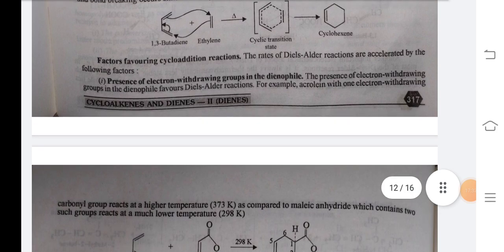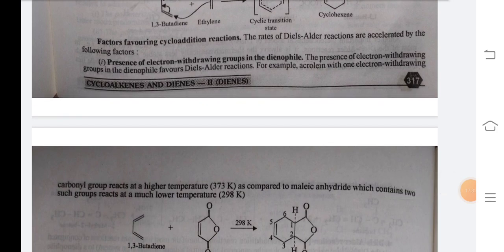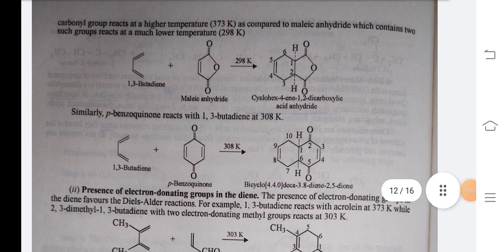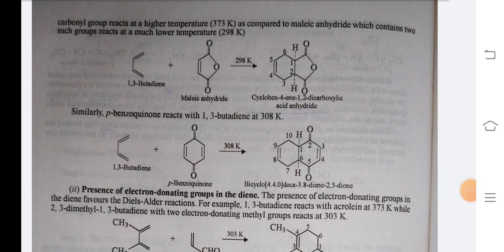Factors favoring cycloaddition reaction. The rates of Diels-Alder reactions are accelerated by the following factors. First, presence of an electron withdrawing group in the dienophile. The presence of an electron withdrawing group in the dienophile favors the Diels-Alder reaction. For example, acrolein with one electron withdrawing carbonyl group reacts at a higher temperature as compared to maleic anhydride, which contains two such groups and reacts at a much lower temperature. Similarly, para-benzoquinone reacts with 1,3-butadiene at 308 Kelvin.